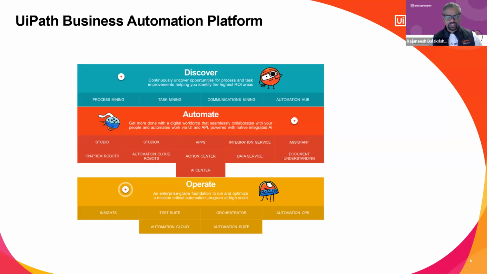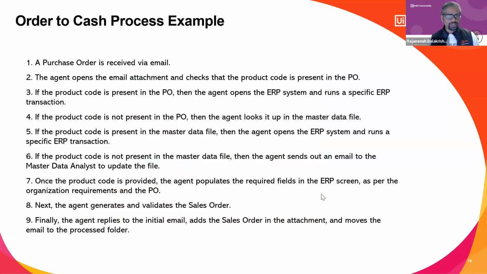And we have Orchestrator, where we are able to control what the robot is supposed to do, when it needs to do something, or how the data needs to be handled. So everything is in the Orchestrator. Right. So we have Insights as well. So operate is mainly to understand how the automation is going and how beneficial it is. So we get the holistic view of all the processes that are running. Right.